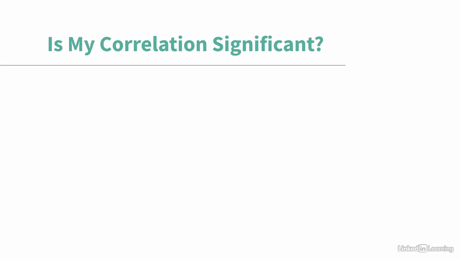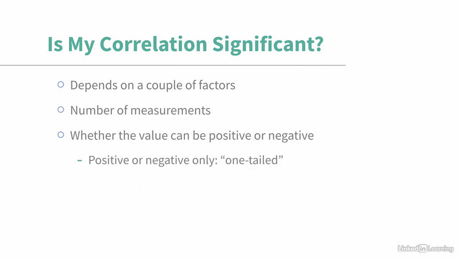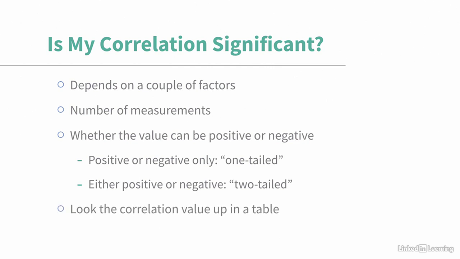The next question you have to ask, of course, is my correlation significant? And that depends on several factors. You have the number of measurements, whether a value can be positive or negative, and by that I mean if you're looking for a positive or negative value only, in other words, one side, then that's called a one-tailed test. If your difference can be either positive or negative, then you have a two-tailed test. And then you look up the correlation value in a table, which you can find in statistics textbooks or online, and see what that looks like.